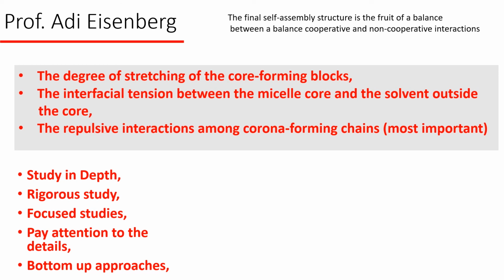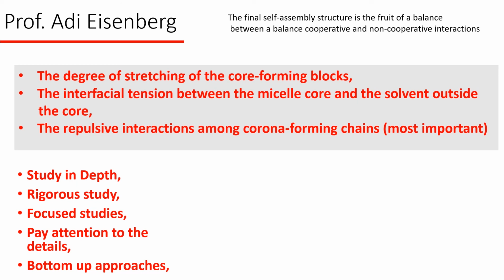Indeed, repulsion among corona forming chains leads to higher curvature at the interface corona core, leading to the formation of spheres if it occurs. But decreasing the repulsion of corona forming chains reduces and flattens the curvature at the interface corona core.